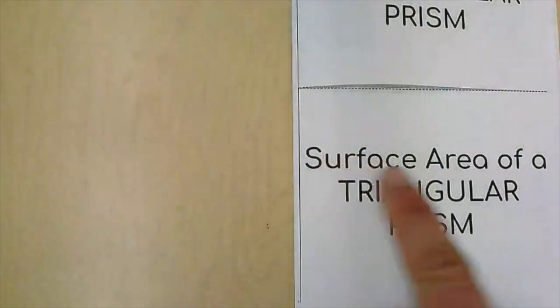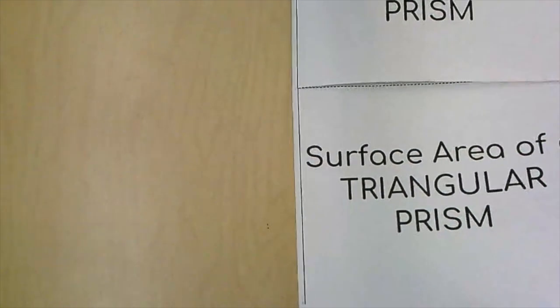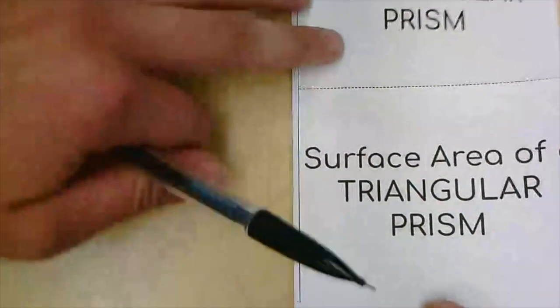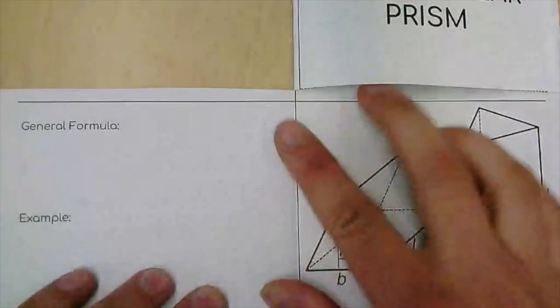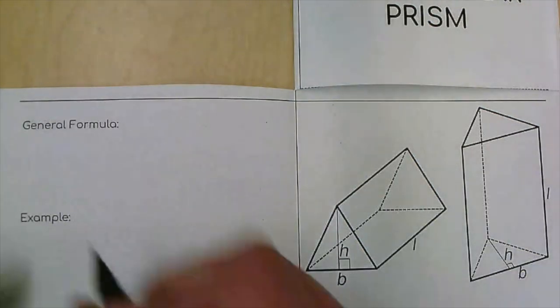Our final one for today is the surface area of a triangular prism. And triangular prisms are by far the most challenging to find surface area for. But keep in mind, surface area just means we're finding the area of each surface and we're going to add them all together. Okay, so here's one way that we can write it.